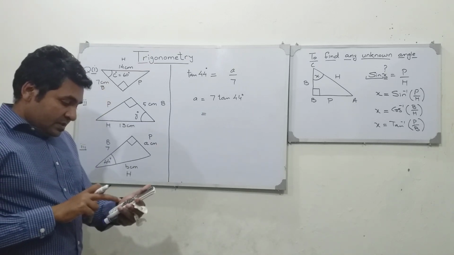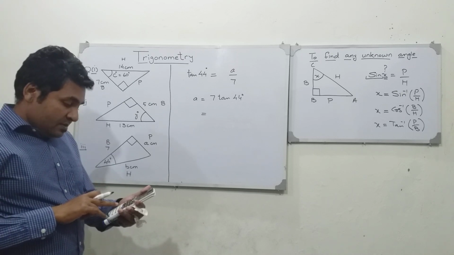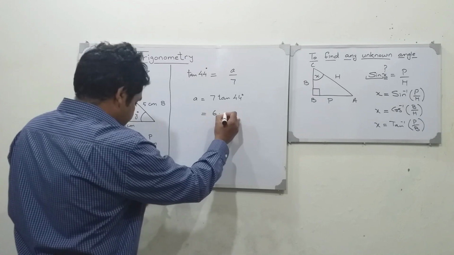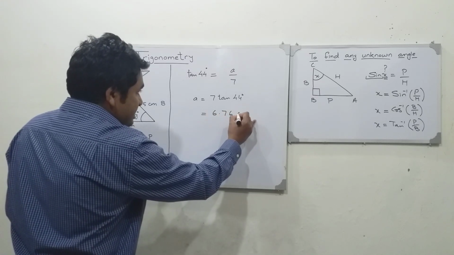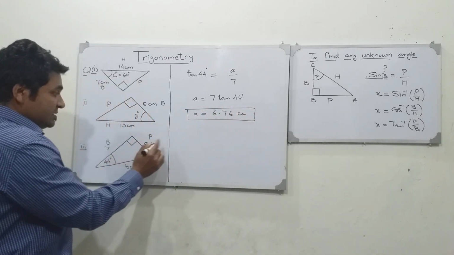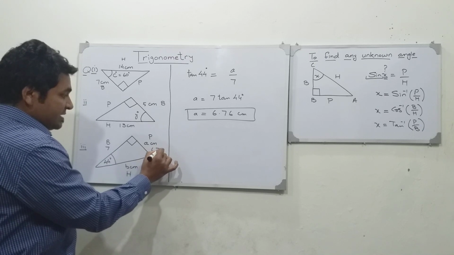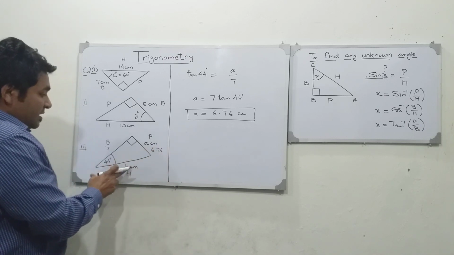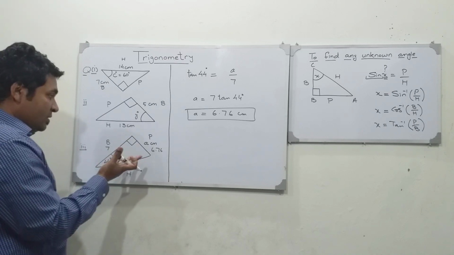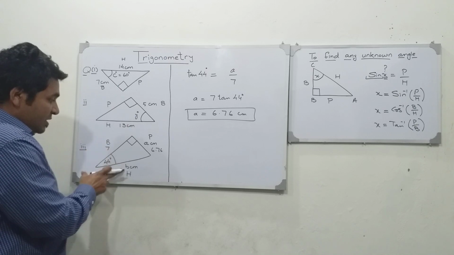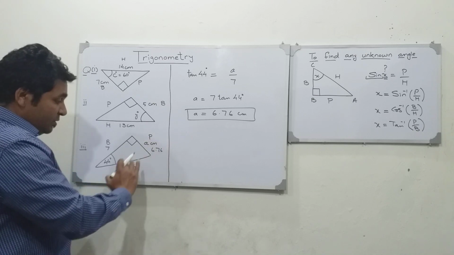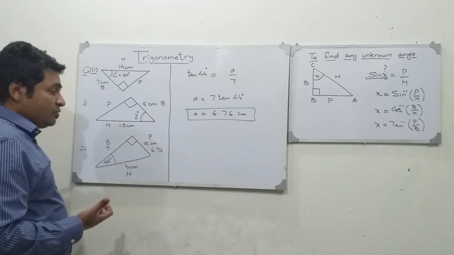7 tan, simple tan, not inverse, 44 is equal to 6.76 centimeters. So the value of A is 6.76 centimeters. Now you have to find out B. So B is the hypotenuse. You can use any one of the ratios, like base over hypotenuse, or since you have the value of perpendicular, you can also use perpendicular over hypotenuse. So it is up to you which ratio you want to take.